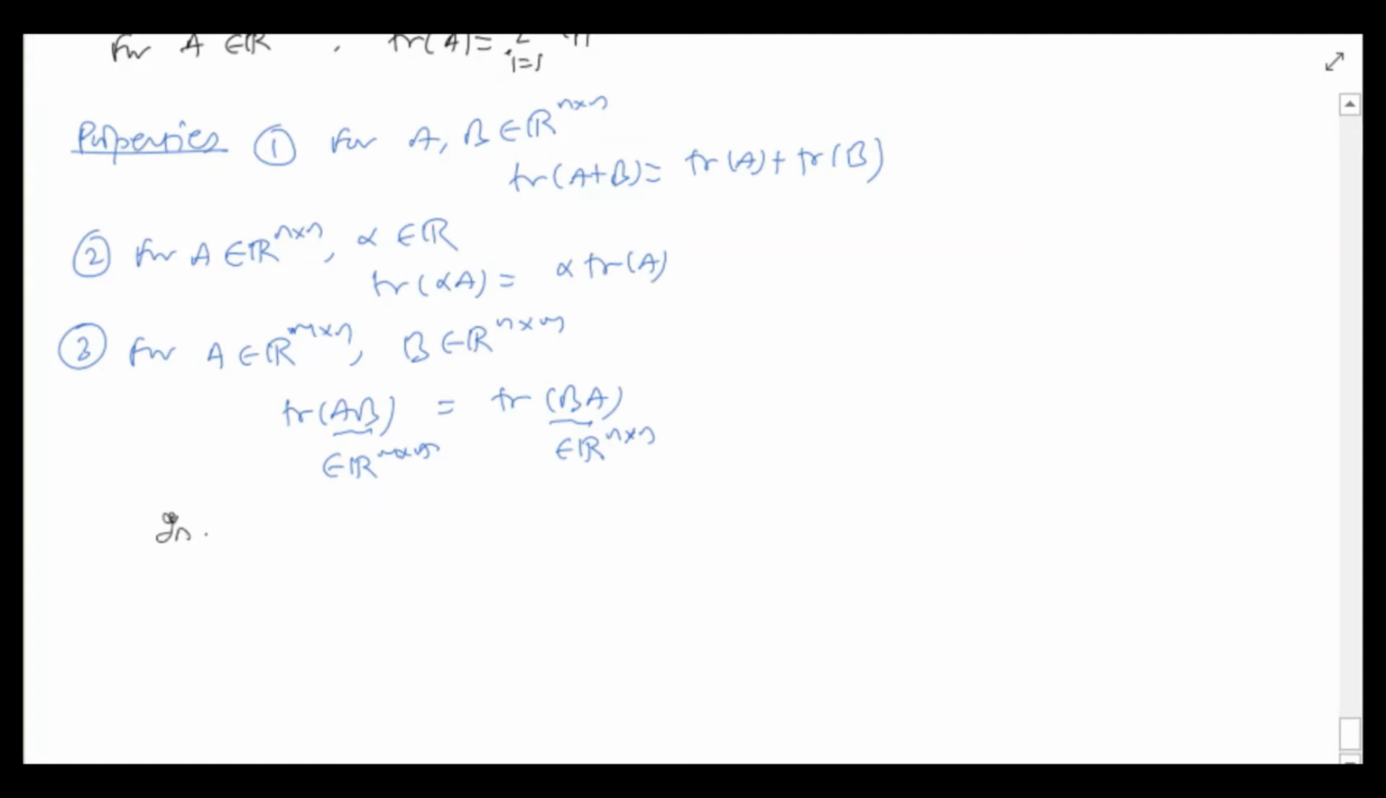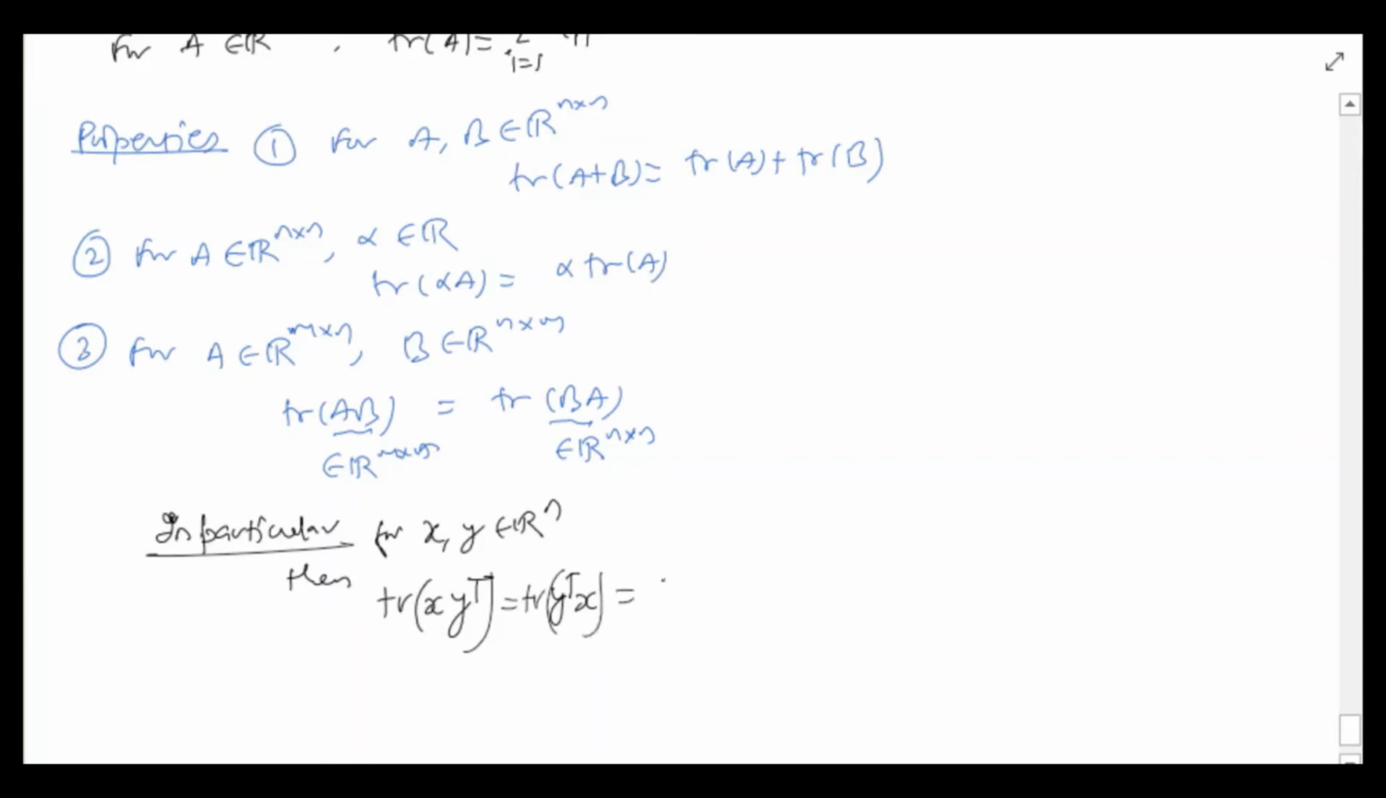If we consider two vectors x and y, then x y transpose is an n cross n matrix. On the other hand, y transpose x is a real number, but the above property says that trace of x y transpose will be the same as trace of y transpose x, which in fact will be y transpose x itself.